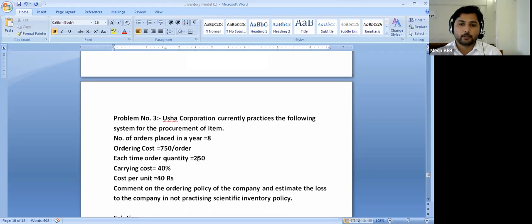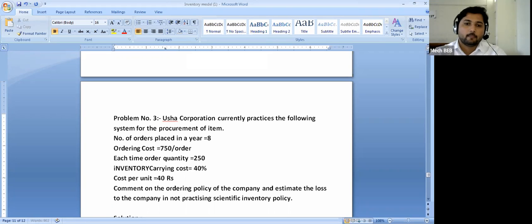Carrying cost, that is the inventory carrying cost, is equal to 40%. Cost per unit is equal to 40 rupees.